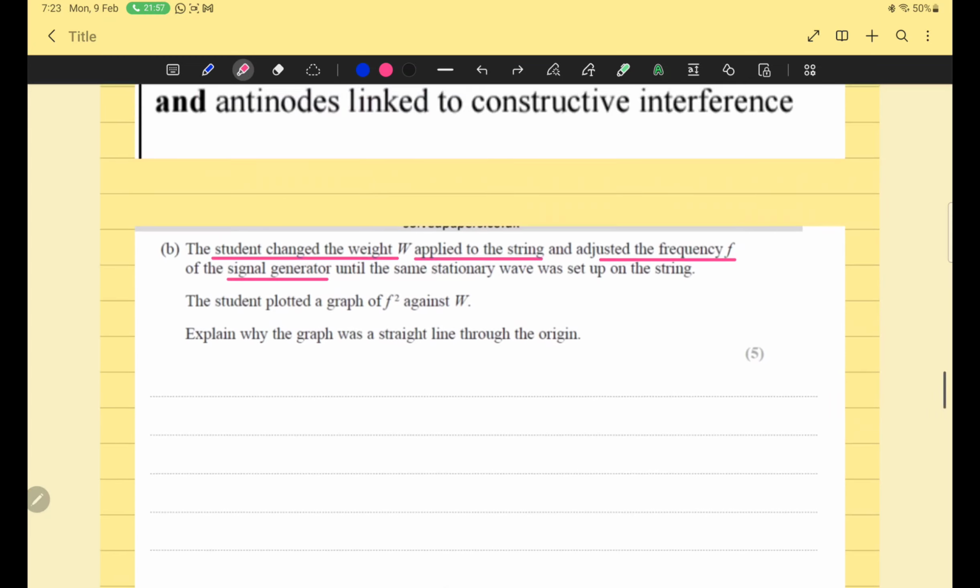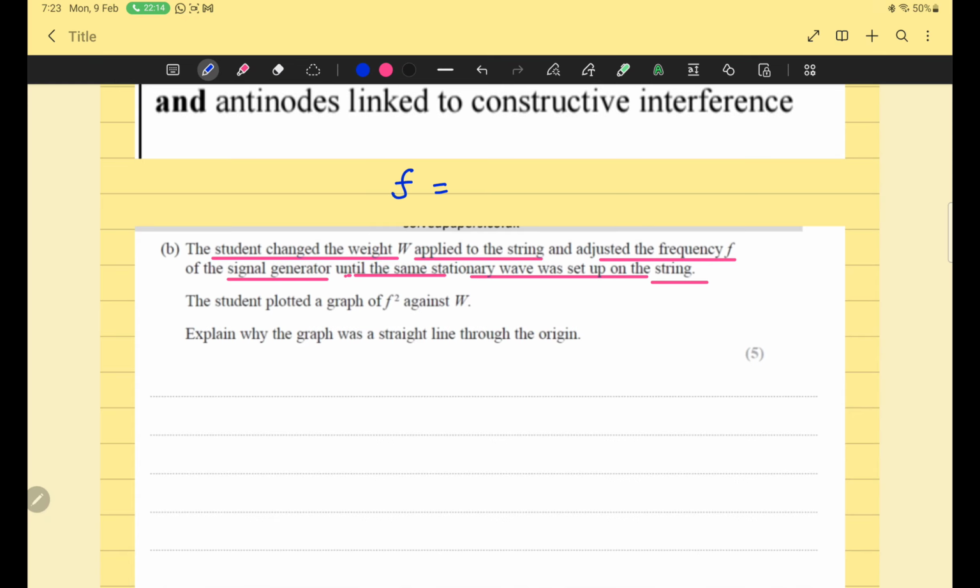Actually, until the same stationary wave was set up on the string. Sir, what does it mean? It means consider we are interested to produce one loop in the string. Okay, I am interested to keep the number of loops.